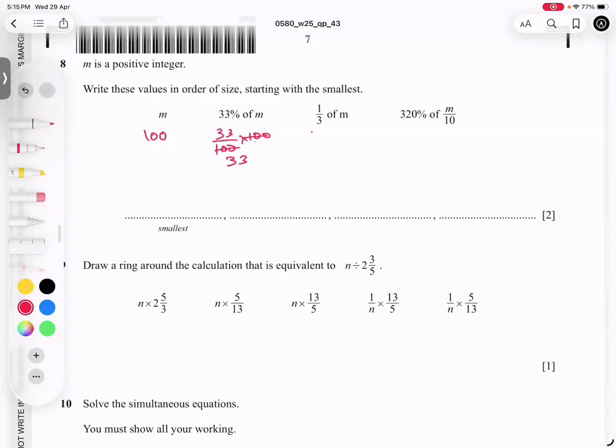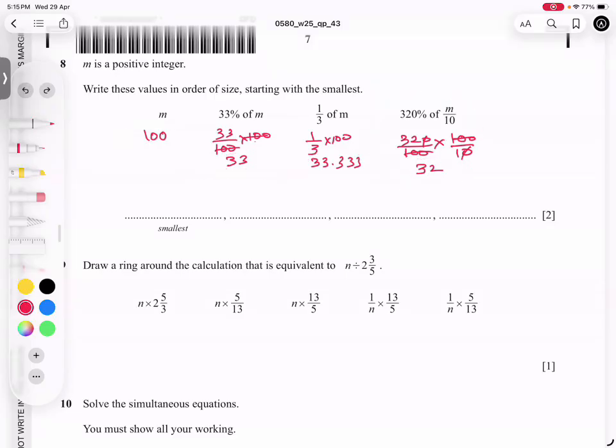Now same story here: 1/3 of 100, a third of 100, you can check it, and we get 33.333. What about the other, 320%? It means divide by 100, "of" means multiply, and I put m value 100. I can plug in any number. So this 100 cancels out, and we get 320 over 10, which is 32. Now you can see, starting with the smallest number: 32, 33.33, 33, and 100. So the smallest number is this first one.